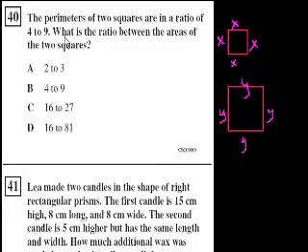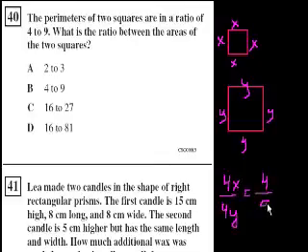So they're saying the perimeters of the two squares are in a ratio of 4 to 9. So the perimeter of the first square is 4x, right? x plus x plus x plus x. The perimeter of the second square is 4y. So that's the ratio of the perimeter of the first square to the perimeter of the second square. And that is equal to 4 to 9.